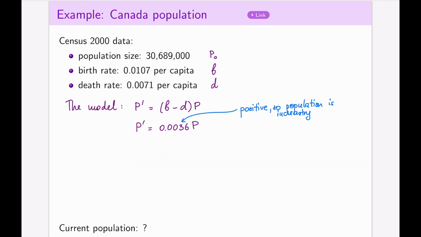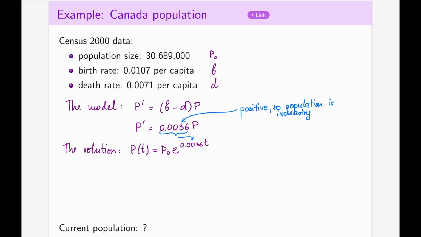So I suggest pausing the video here and maybe trying to write down the actual solution yourself, just in order to be able to practice a little bit more with the different variable names. But overall, your solution should end up being p naught e to the power 0.0036 t. So notice again how this constant simply travels up to the exponent for the e number.